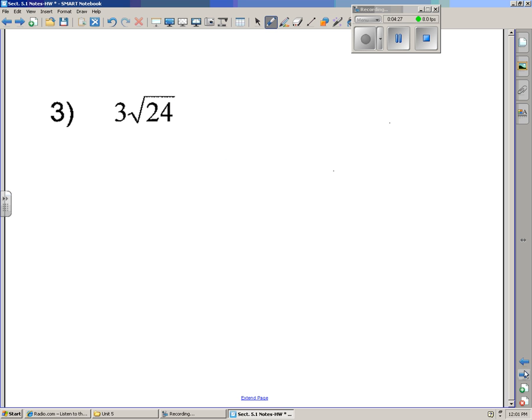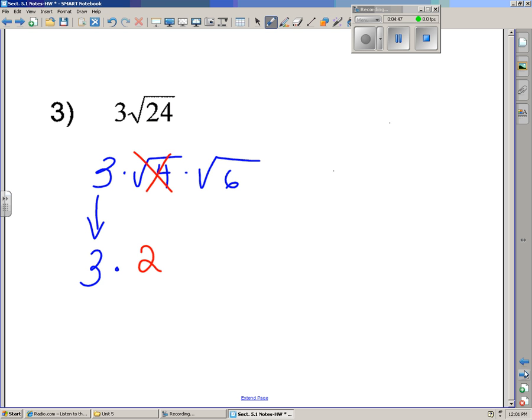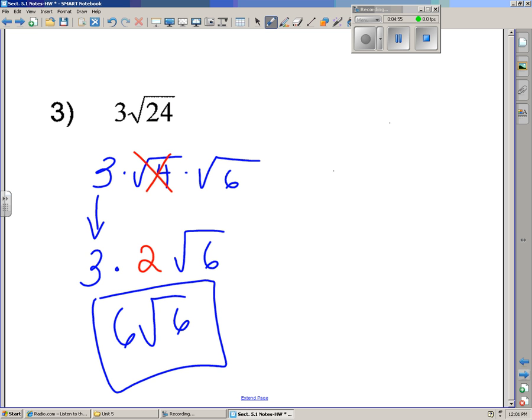3 times the square root of 24. Well, we want to break up the square root of 24 into two different radicals, one being a perfect square. The largest perfect square that divides into 24 is 4, and it's 4 times 6. Don't forget, this 3, it's multiplied by whatever comes out. Well, the square root of 4 is just 2, and that whole thing gets multiplied by the square root of 6. This answer, in simplified form, is 6 rad 6.